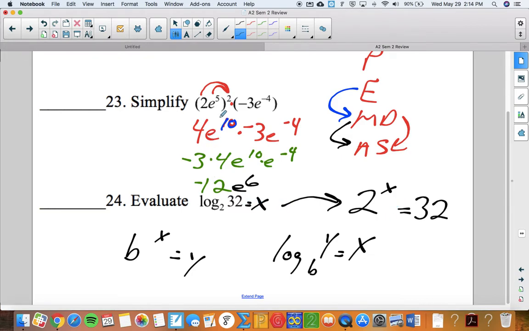Otherwise, you could actually not convert to exponential form. Whenever you see this, folks, you'll want to write down your change of base formula. But you could actually punch this into the calculator. Log of 32 divided by the log of 2. And either way, you'll get x equals 5, because 2 to the power of 5 is 32.